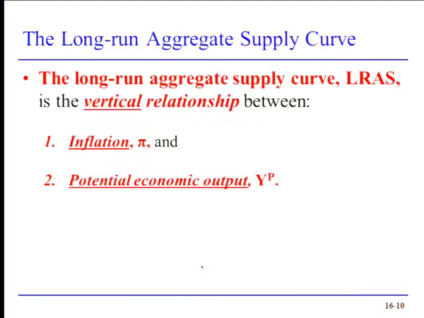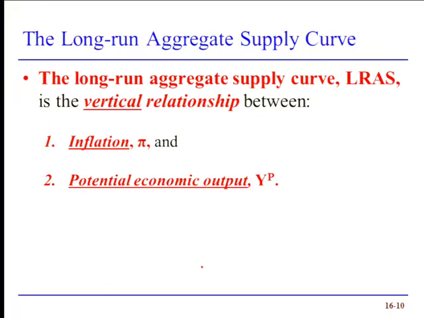Now, our second relationship is our long-run aggregate supply curve. The long-run aggregate supply curve is a vertical relationship between inflation and potential economic output. Now, remember this is a long-run aggregate supply curve. There are a couple of things we know about the long run.